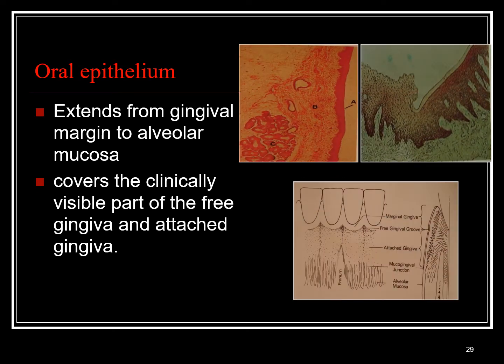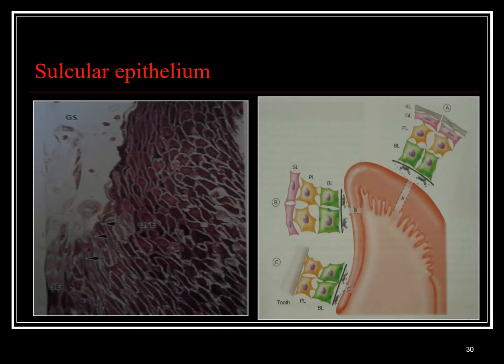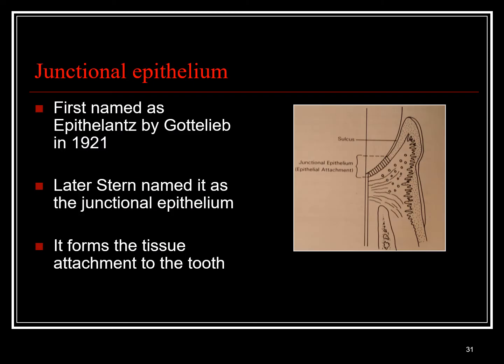These are the pictures of oral epithelium, which extends from the gingival margin to the alveolar mucosa. It covers the clinically visible part of the free gingiva and the attached gingiva. The sulcular epithelium lines a V-shaped sulcus. These are the histological pictures of sulcular epithelium. The junctional epithelium.